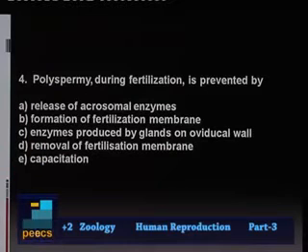I told you in the beginning there will be different reactions like depolarization of the zona pellucida, and also there will be cortical reaction which results in fertilization membrane. So here the answer will be option B, formation of fertilization membrane. It is a sure block to polyspermy. Release of acrosomal enzymes will only help in penetration of the sperm cell. Now what about option C, enzymes produced by glands on oviductal wall? It is not our answer. Now coming to removal of fertilization membrane, no, it is actually formation of fertilization membrane. So D is wrong. Capacitation, you know that capacitation is the activation of sperms. So you have the answer B.